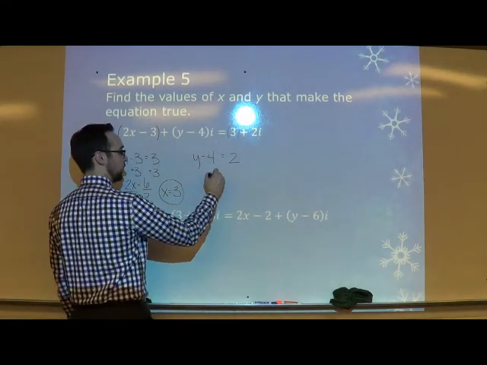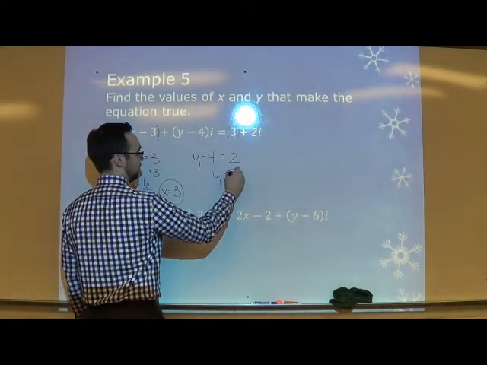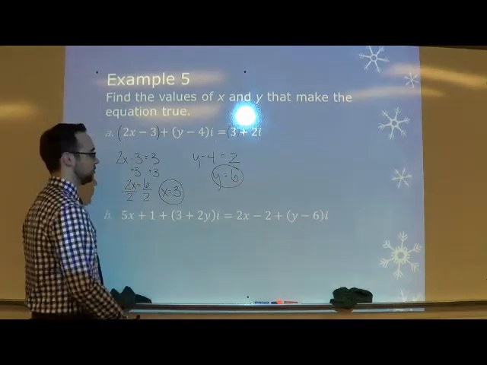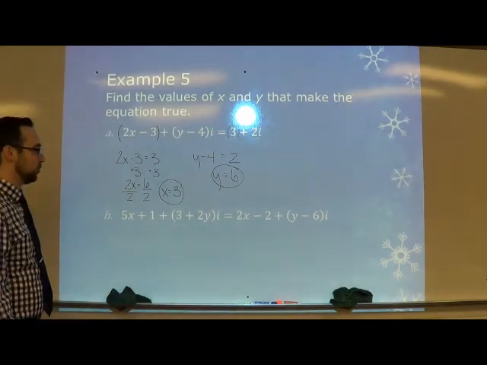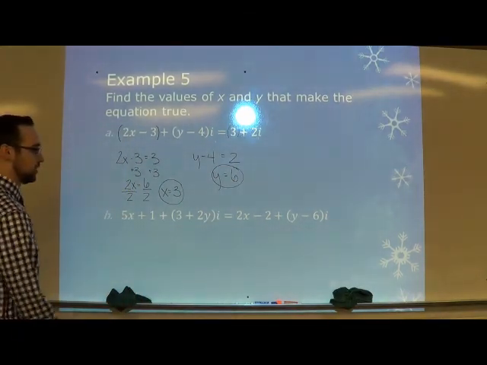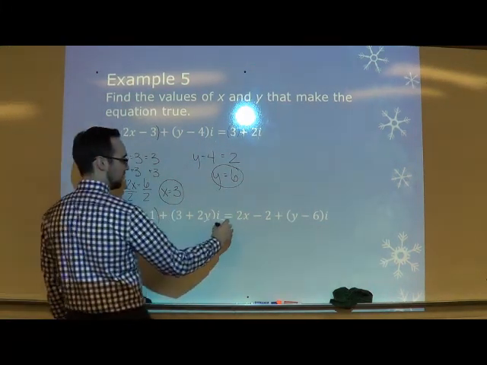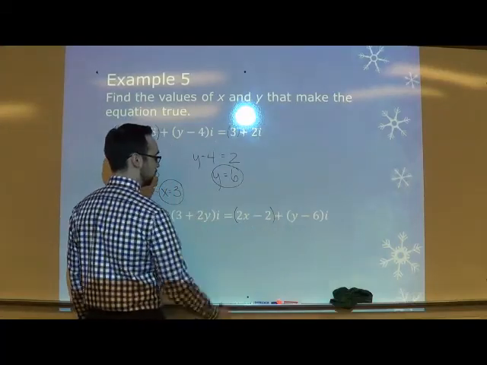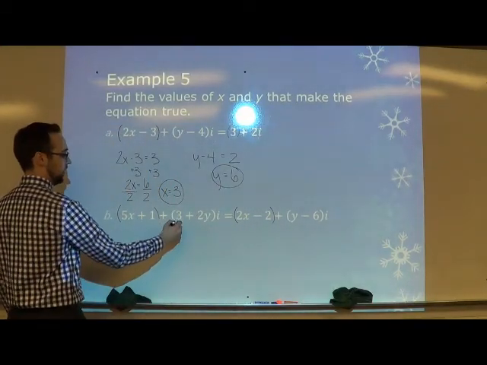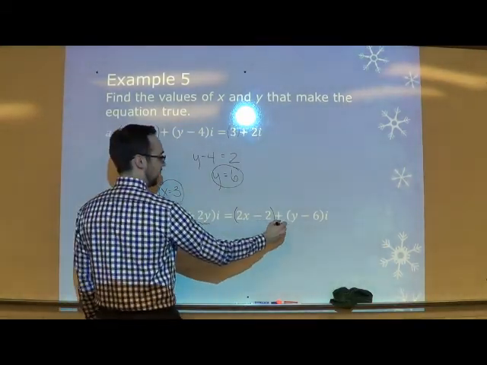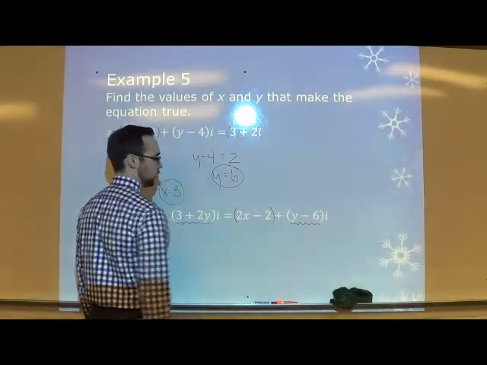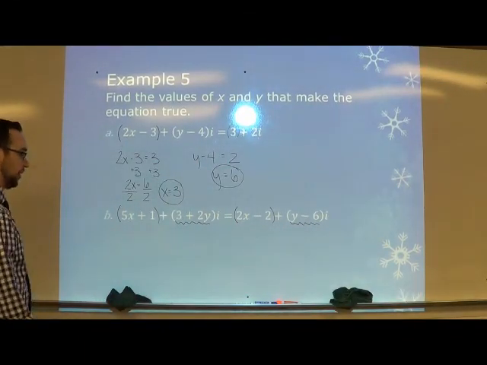Over here, when I add 4, y is equal to 6. So x equals 3 and y equals 6 are the values that are going to make that the same. Same thing down here. We have this group together, gives us this piece grouped together. Then this is the piece in front of the i, and this is the piece in front of the i. So we want to solve each of those separate equations.